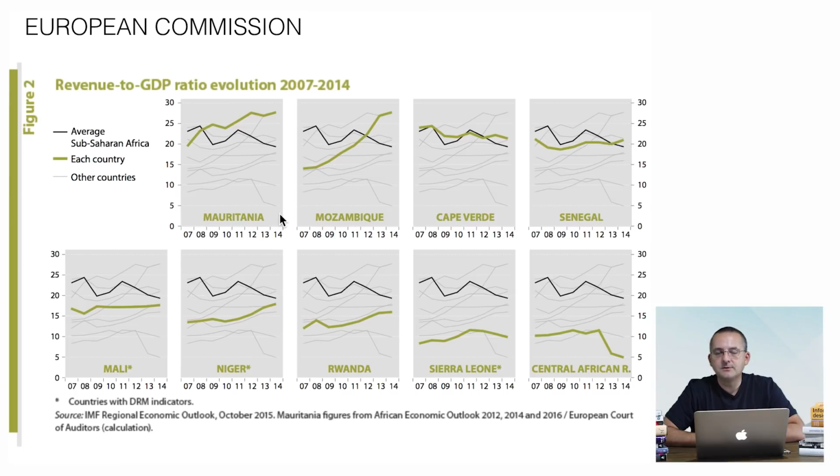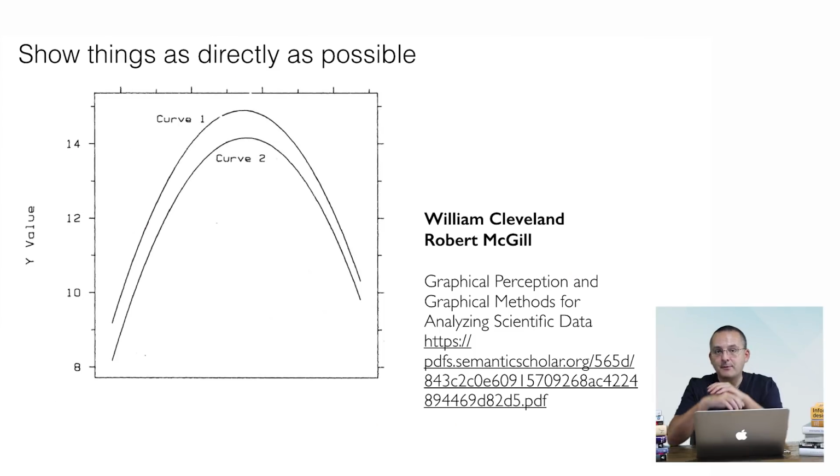Another principle or rule of thumb in data visualization is to try to show things as directly as possible. Let me try to explain what I mean. For that, I'm going to show you another graphic designed by the statisticians that I mentioned previously, William Cleveland and Robert McGill, from another paper that they wrote together. So they were making this point.